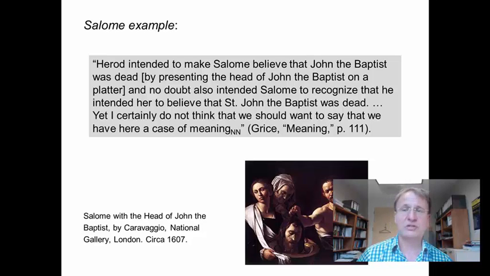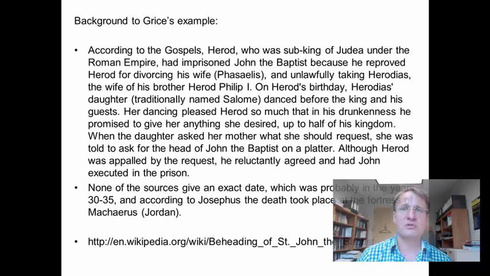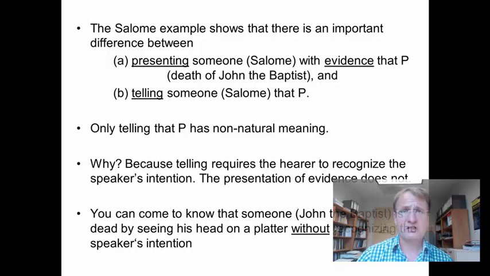So, by the way, if you're interested in the historical details of the story, you find them on this slide, and there's also a link to the Wikipedia page, so you can read up on the historical stuff. But now let's get back to the philosophy. Why is the Salome example a counterexample to the proposed definition of non-natural meaning?